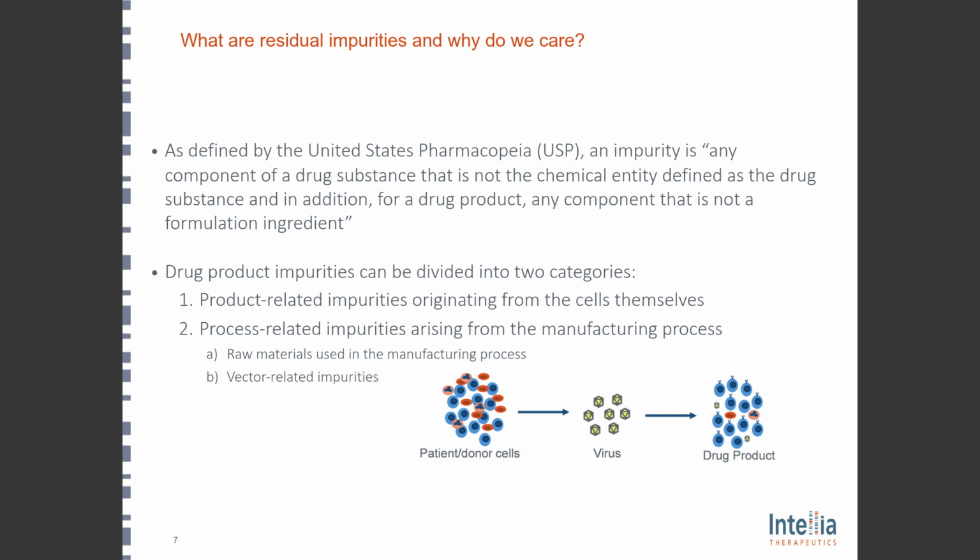But what I'm really going to focus on for this talk is the process-related impurities, which arise from the manufacturing process. So that includes your raw materials used in the manufacturing process. For example, you might include human serum albumin. That's not necessarily something that you're trying to infuse into your patient, but it is an impurity in your process. Or things like cytokines that you might add in. Those are your raw materials that are impurities in your final product.